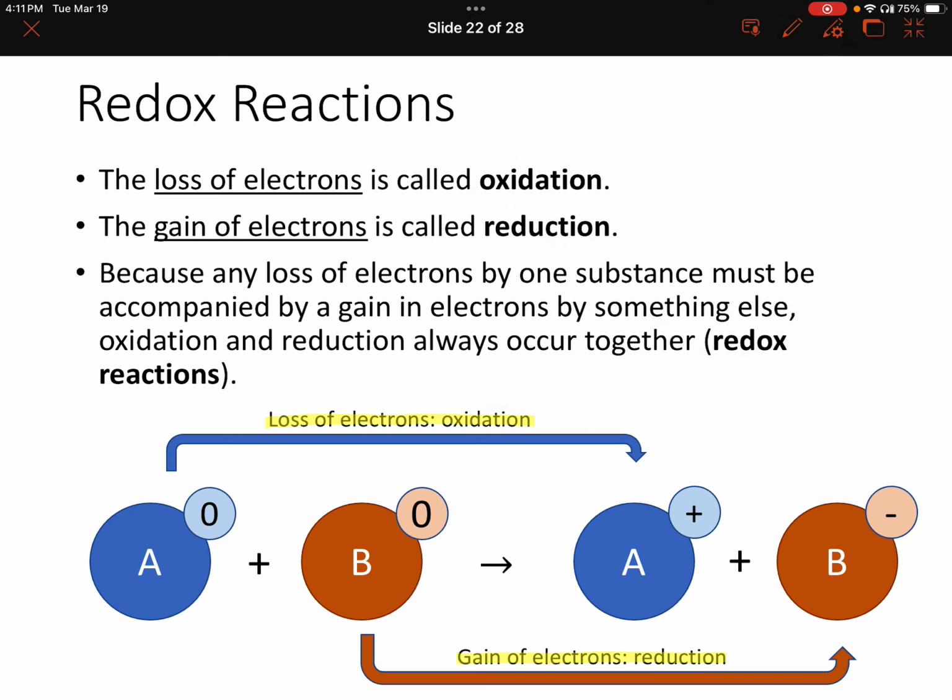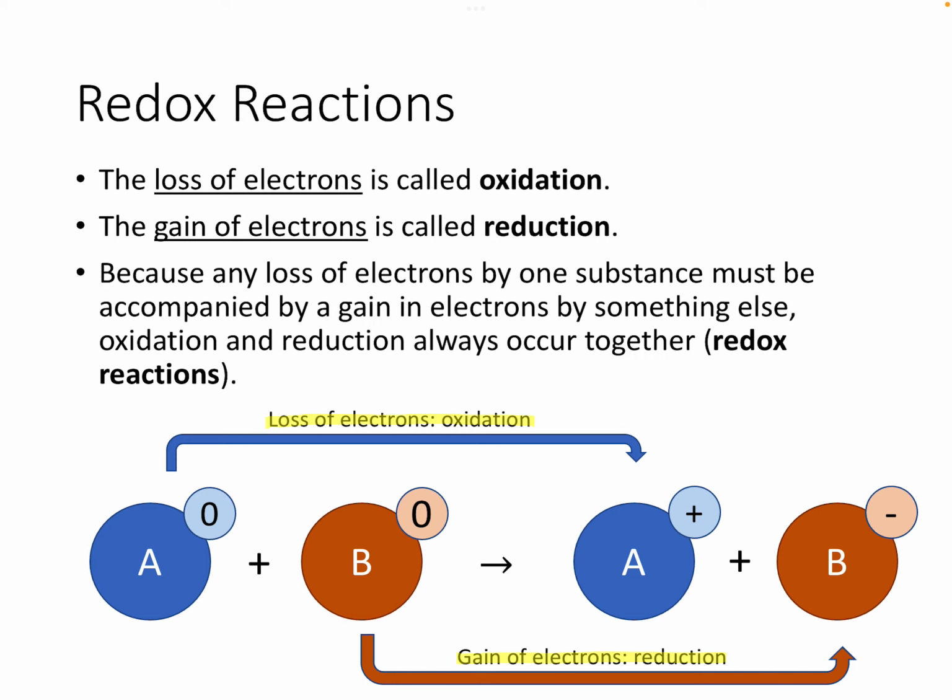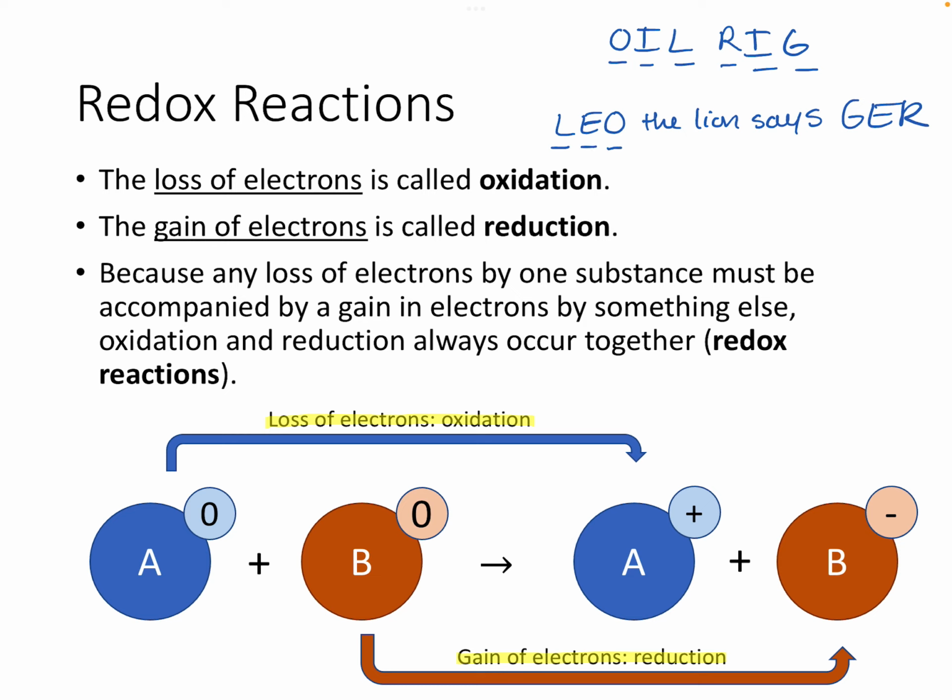Now, there are a couple of acronyms that can help you remember which is which, because I still get them confused. So I use these acronyms as well. The first one is OIL RIG. So oxidation is loss of electrons. Reduction is gain of electrons. The other one is LEO the lion says GER. So loss of electrons is oxidation. Gain of electrons is reduction. So whichever acronym helps you the most, whichever one you like better, use that for oxidation-reduction reactions because it will help a lot.